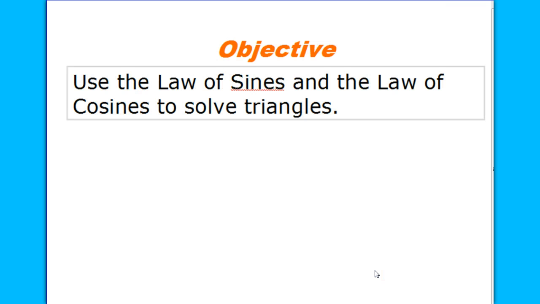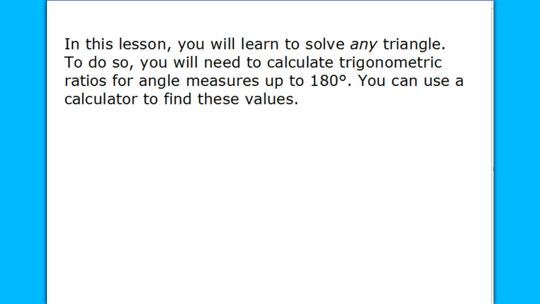Today the objective is to use the law of sines and the law of cosines to solve triangles. So in today's lesson you will learn to solve any triangle. Previously we've solved right triangles using our trigonometric ratios, right? Now we can solve any triangle when we learn the law of sines and the law of cosines. To do so, you will need to calculate trigonometric ratios for angles up to 180 degrees. You can use a calculator to find these values.